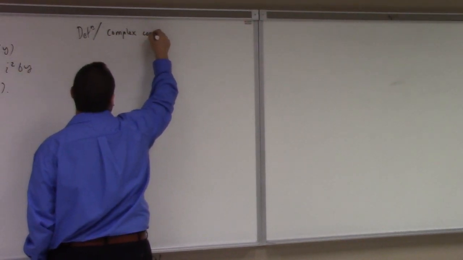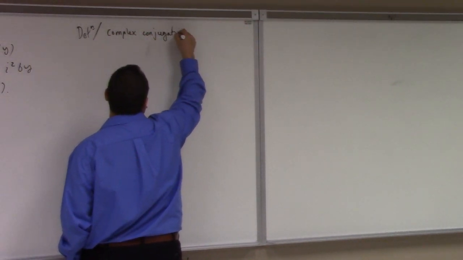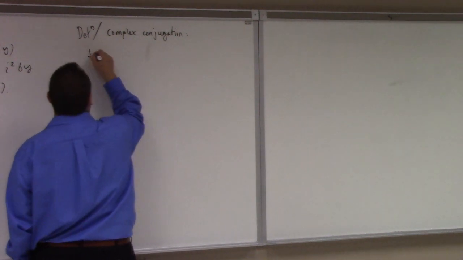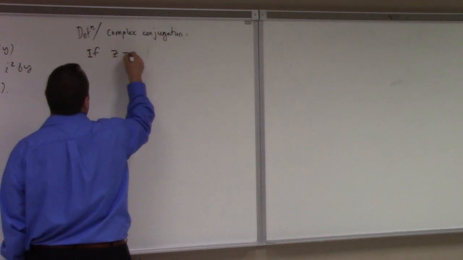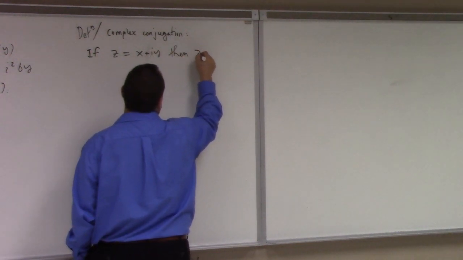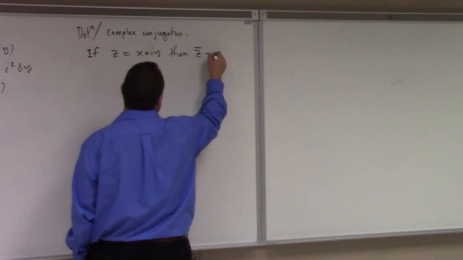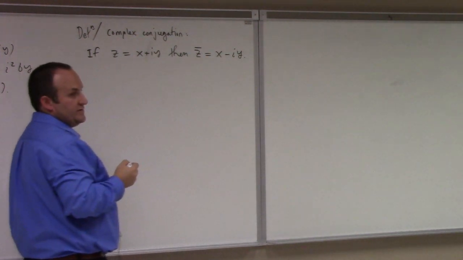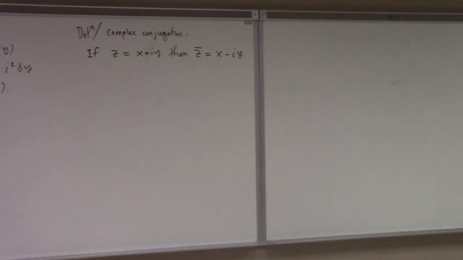Complex conjugation, really important idea. And here it is. So if z equals x plus iy, then z conjugate, which we write z bar, is equal to x minus iy. So the complex conjugate says you just put a minus on the i, essentially, right?